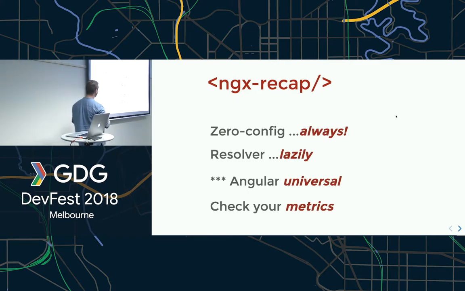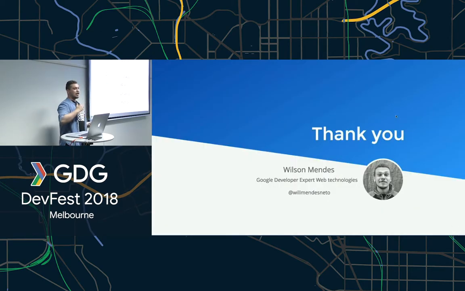And just a recap. Zero configuration, always someone already solved our problem, so we don't need to reinvent the wheel. If you can resolve things lazily, try to resolve them. Funny enough, we're not even talking about things specifically for SEO, we're talking even about performance and best practices. Angular Universal, use it and check when you need to use it and when you need to remove it. And always think about metrics. Every time you make a change, look at how the rank of our website changes and keep improving.